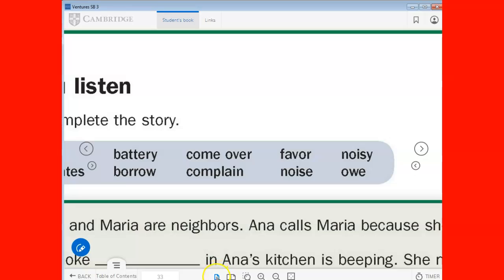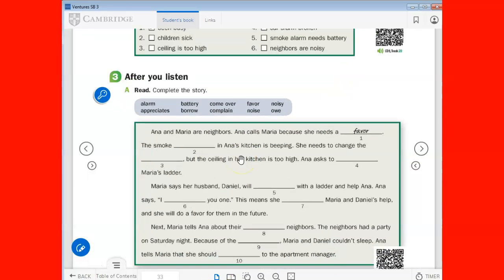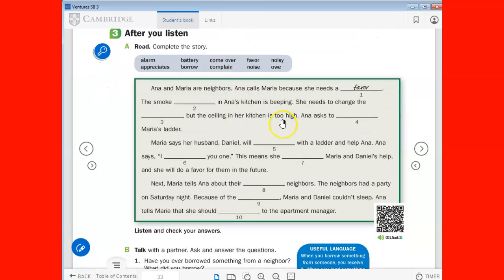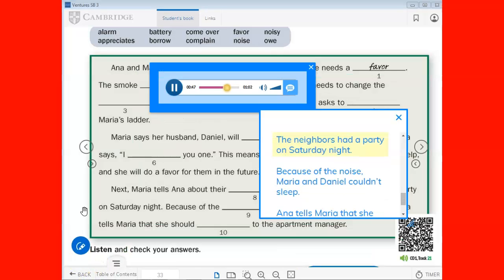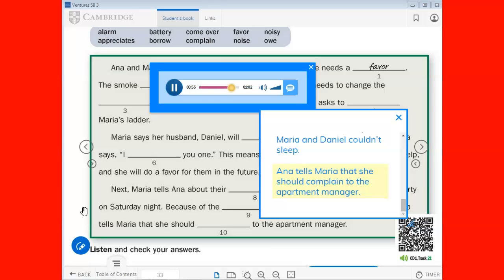Okay. Let's take a look at this story. I'm going to pause the video. I want you to take a minute, see if you can fill in the blanks in your notebook with the correct word, okay? The neighbors had a party on Saturday night. Because of the noise, Maria and Daniel couldn't sleep. Anna tells Maria that she should complain to the apartment manager.